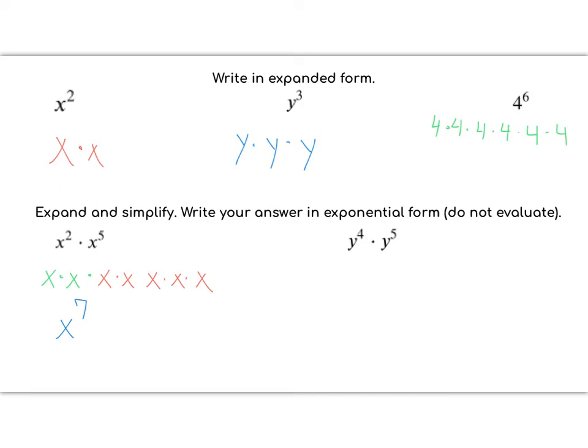Let's do this one with y. Y to the 4th is y times y times y times y. Y times itself 4 times. Times y to the 5th is y times itself 5 times. So I have 4 y's multiplied by themselves, and then another 5 y's multiplied by themselves. So I end up with 1, 2, 3, 4, 5, 6, 7, 8, 9 y's. So this is y to the 9th. See if you notice something. See if you can figure out a way we can do this and not have to expand. Expanding always works, but there might be a shortcut.